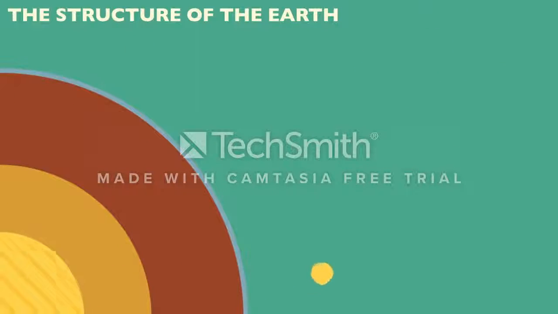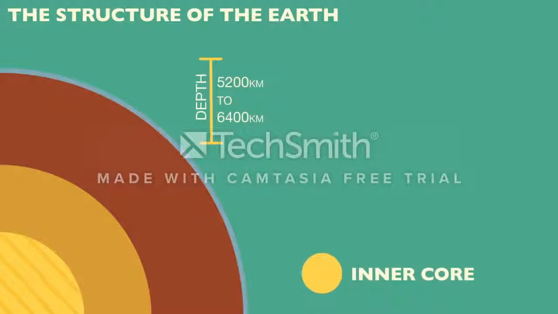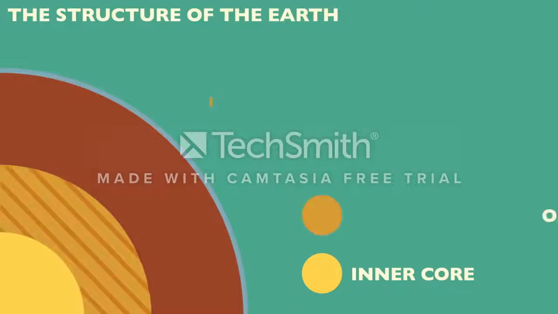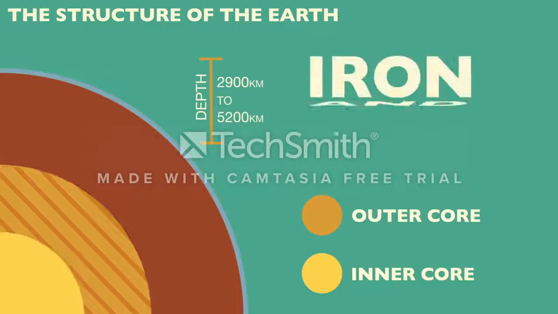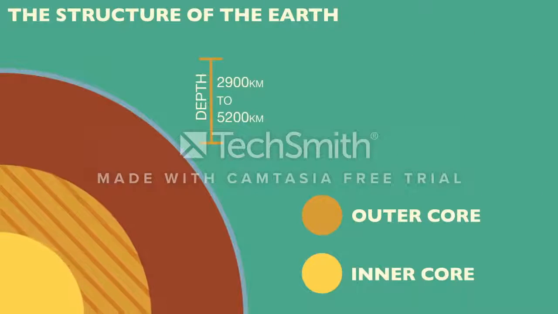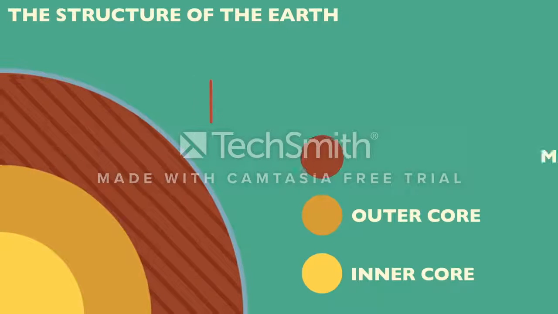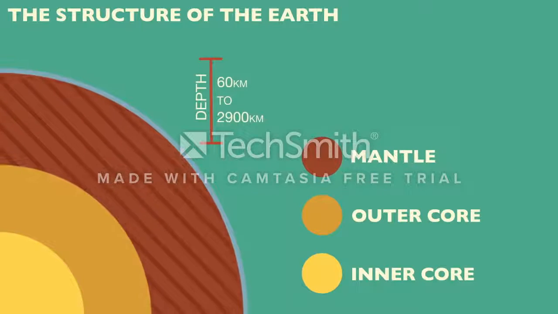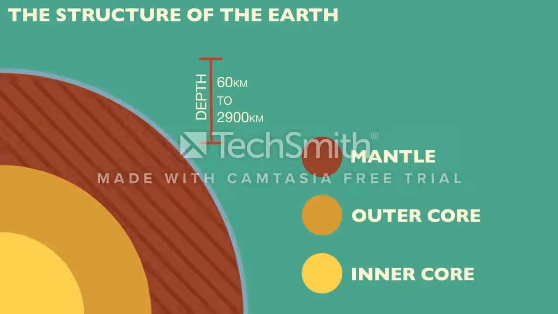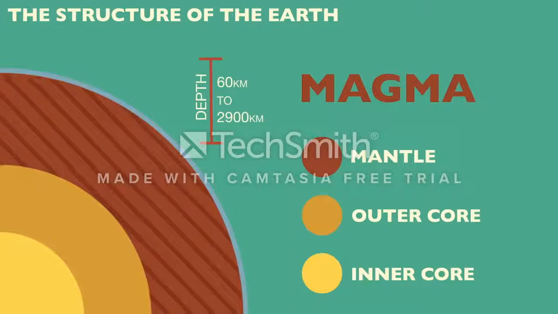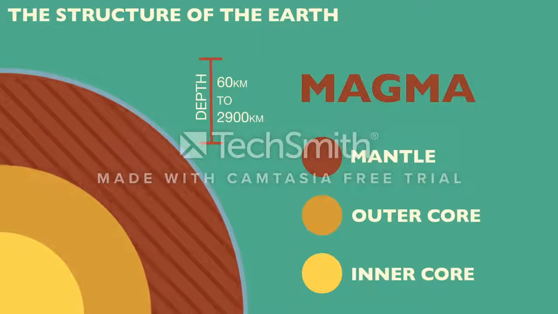The inner core is a solid ball of iron with a temperature of 5500 degrees Celsius, which is almost as hot as the surface of the sun. Sharing a similar temperature, the outer core is a liquid layer composed of iron and nickel. Next, with a depth of 2,900 kilometers, the mantle is the thickest layer. The mantle is mostly magma, not quite a solid and not quite a liquid. The magma is also extremely hot.